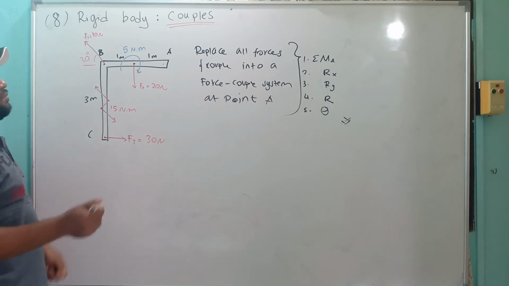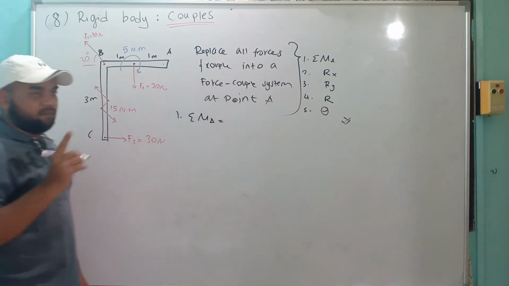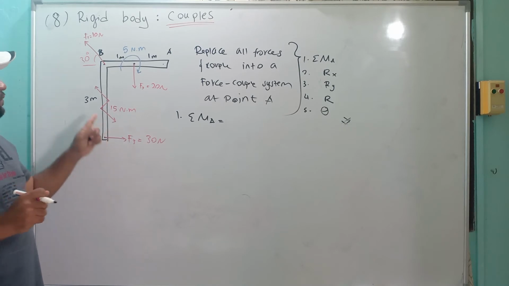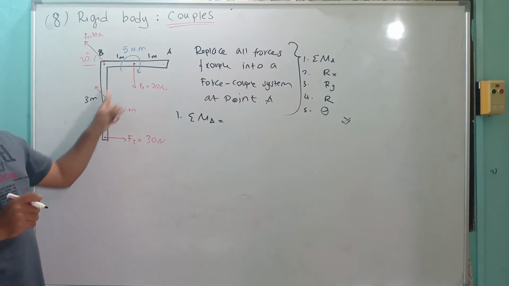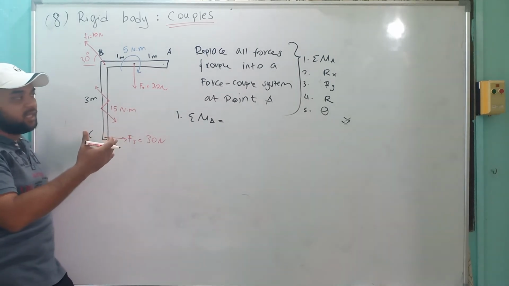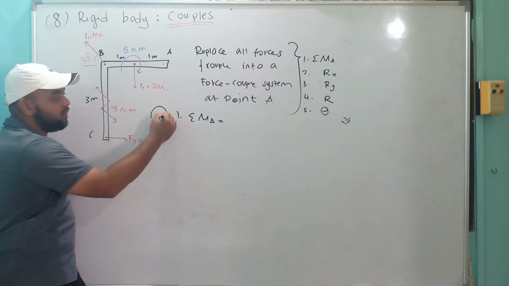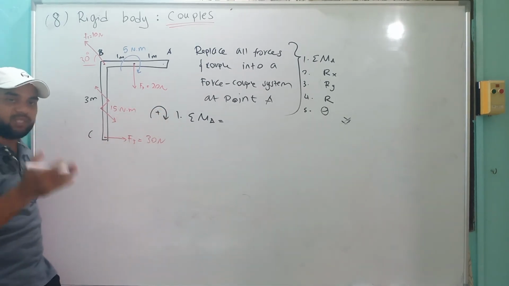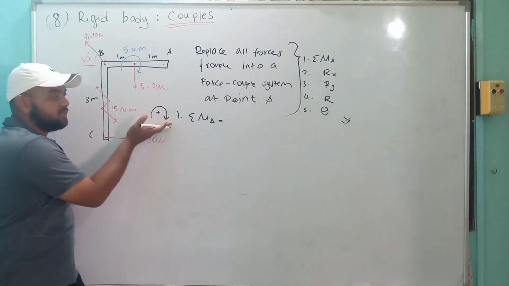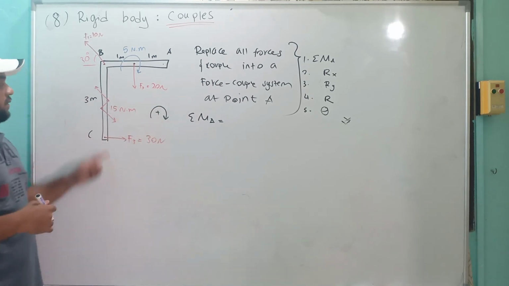Okay, so we start with sigma moment. Moment at point A equals, the first thing to do is to add the moment created by the couples, which are these two. Because we will have several moments in opposite directions and so on, we have to choose one direction as our guideline. Which direction do we consider as positive? In this case, I consider clockwise as positive.